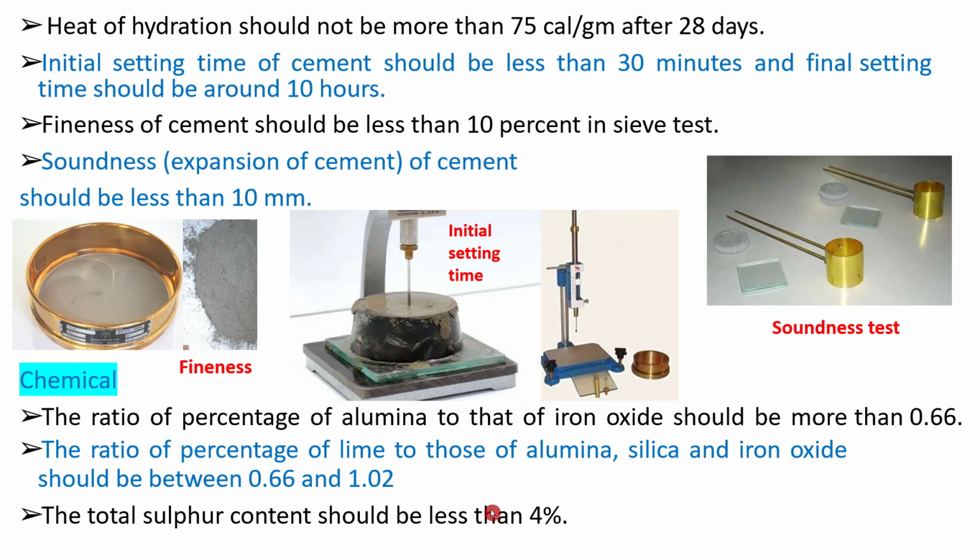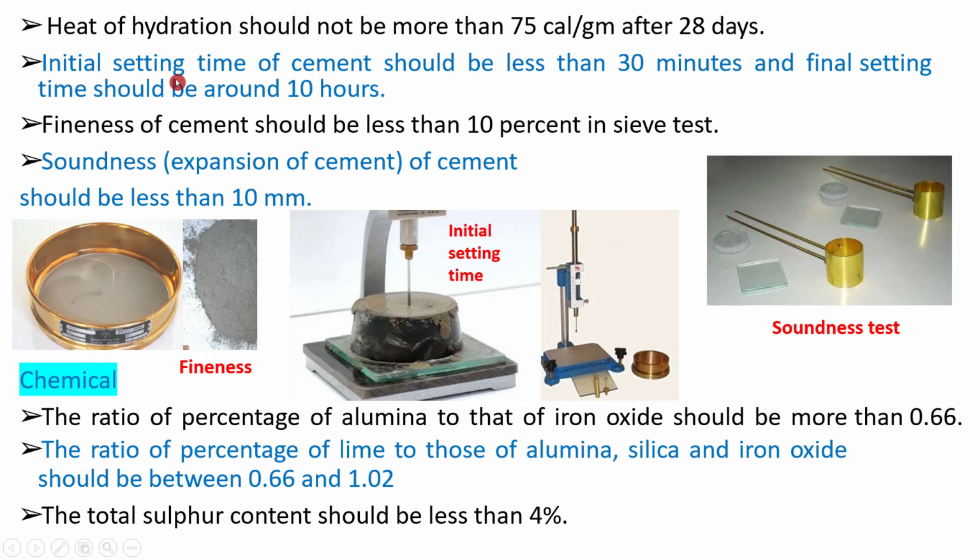Continuing, the heat of hydration should not be more than 75 calorie per gram after 28 days. That means the amount of heat generated should not be more than 78 calorie per gram after the 28 days. The initial setting time of cement should be less than 30 minutes, and the final setting time should be around 10 hours.